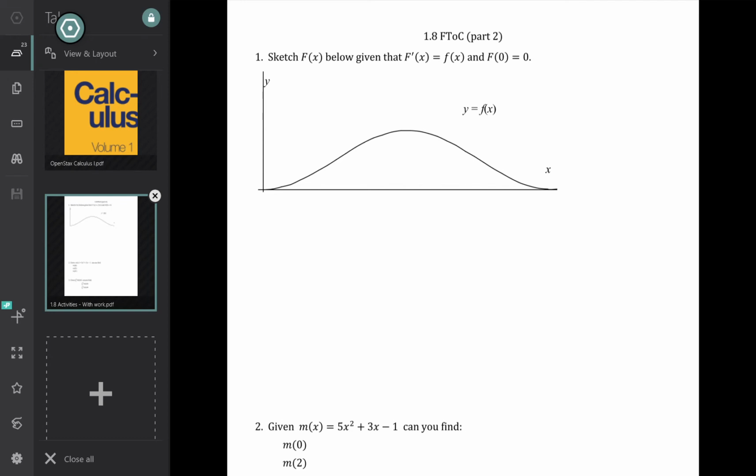Hi everyone. We're going to start working on section 1.8, which is the second part of the fundamental theorem of calculus. This is really big stuff. It ties together a lot of what we talked about in Calc 1 and the beginning of Calc 2.